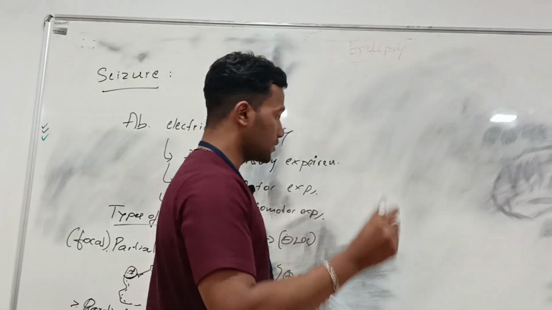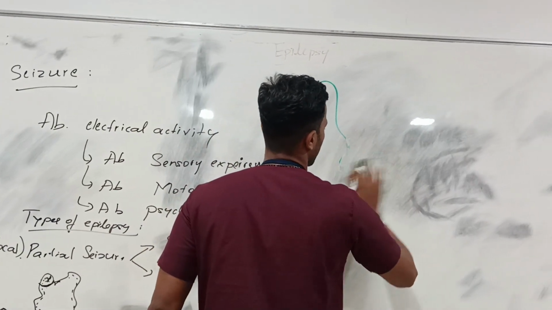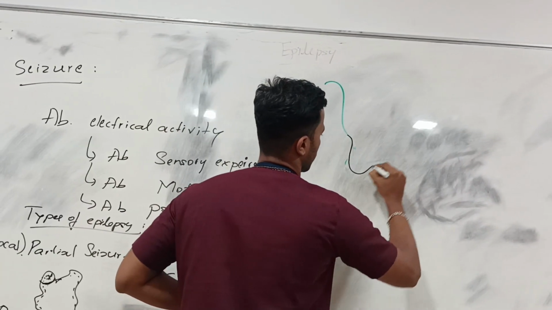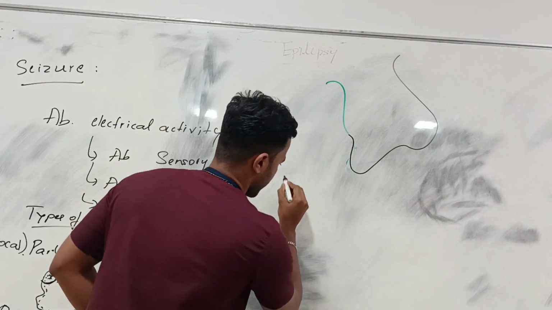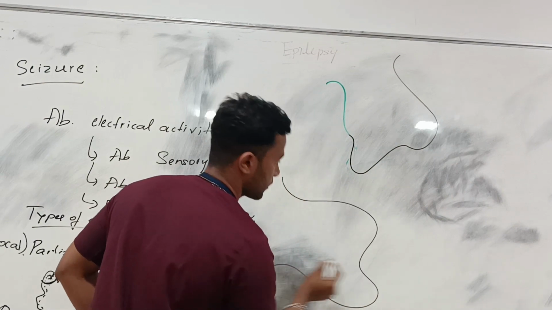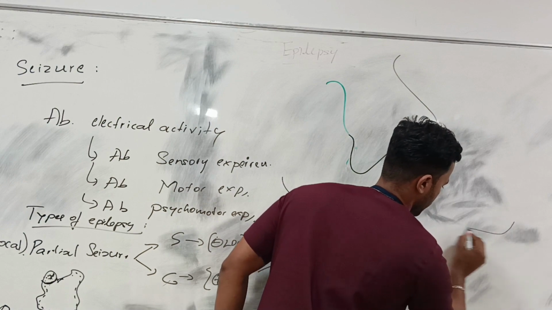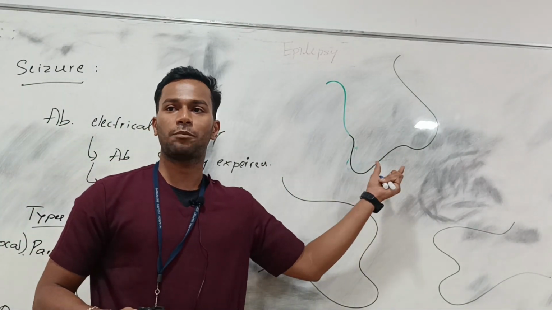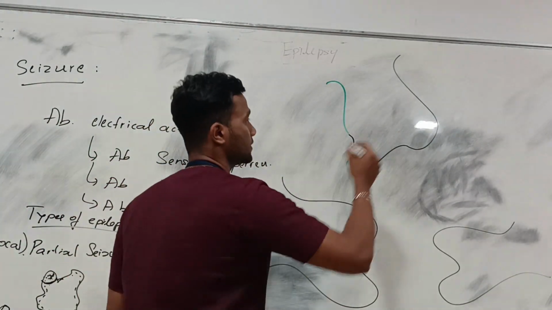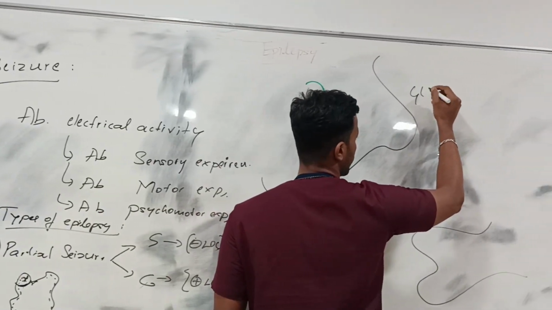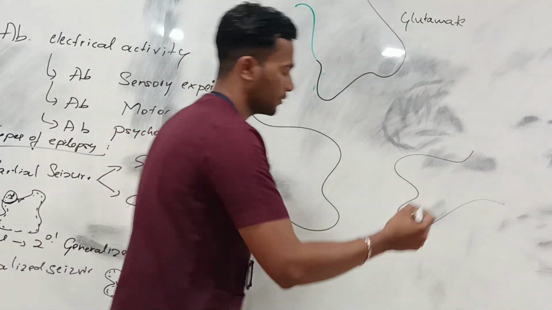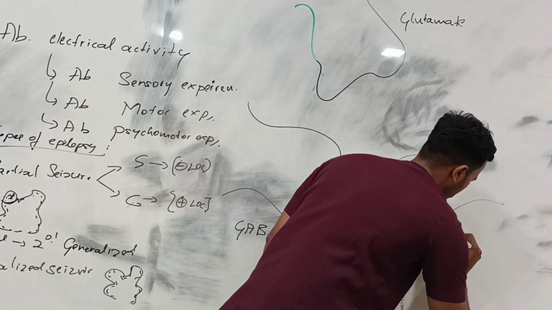So what exactly happens is, okay, consider these are the synaptic nerves present in the body. This is a glutamatergic neuron, which will release glutamate. This is GABAergic, which will release GABA, and these are the neurons present in the body.